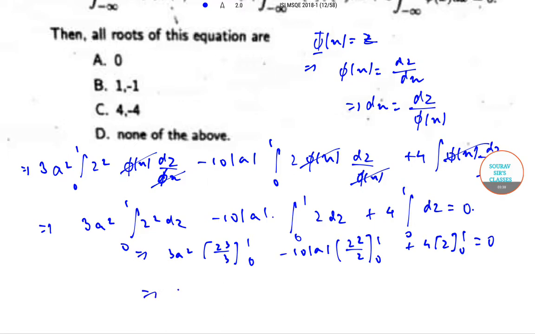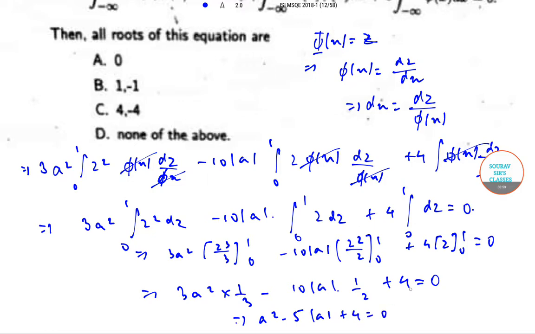So we get 3a² into 1 by 3 minus 10|a| into half plus 4 is equal to 0. So we get a² minus 5|a| plus 4 is equal to 0.